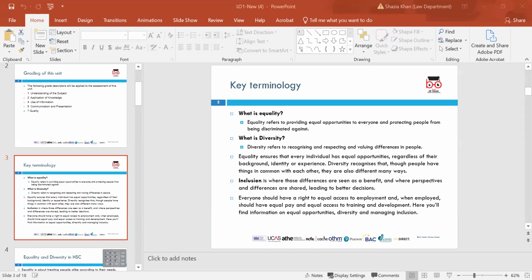Some people may shake hands, some people may not. Some people may celebrate a religious ceremony, some may not. Then we've got the final one, which is inclusion. And we're going to go through these in more detail so you've got a better idea.